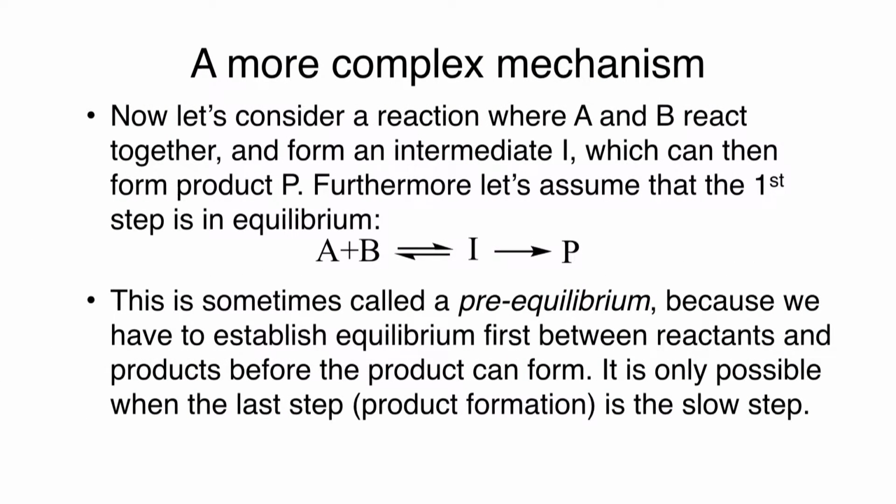Okay, so now let me give you a specific example. Let's say that I had a chemical reaction where A and B are combining together, and when they do that, they first form some kind of intermediate, which I'll call I, and then this intermediate is going to form a product P. And let's assume that the first step is an equilibrium. So that's what these two arrows mean, that I'm at equilibrium. This is sometimes called a pre-equilibrium because I have to do that first before the product can form. The only way that I can achieve a pre-equilibrium is when the last step is the slow step, which means that this first step has to be, relatively speaking, fast.